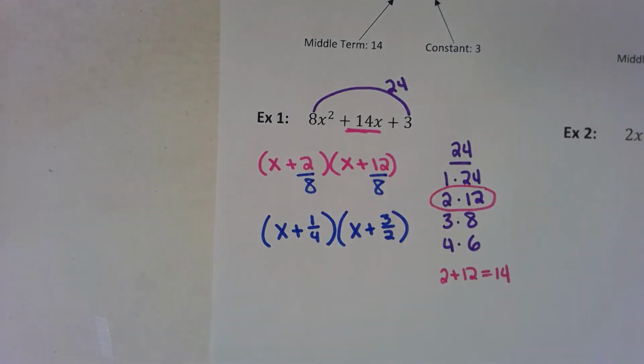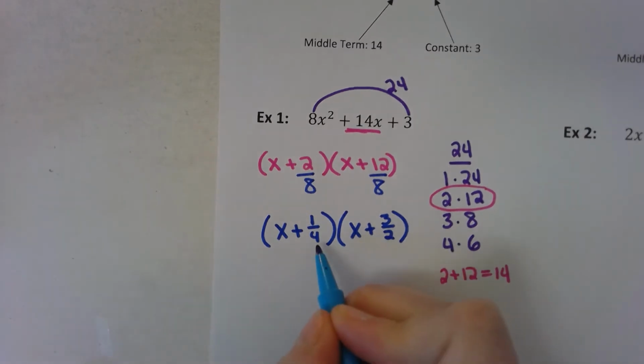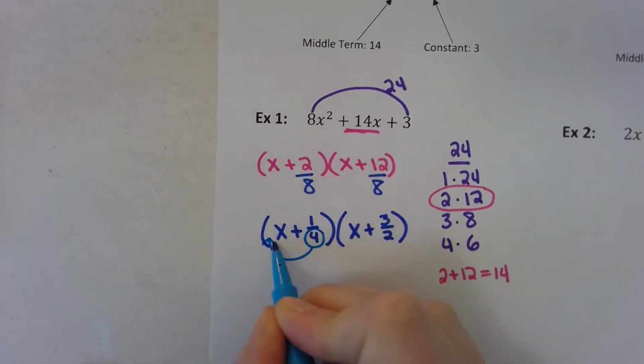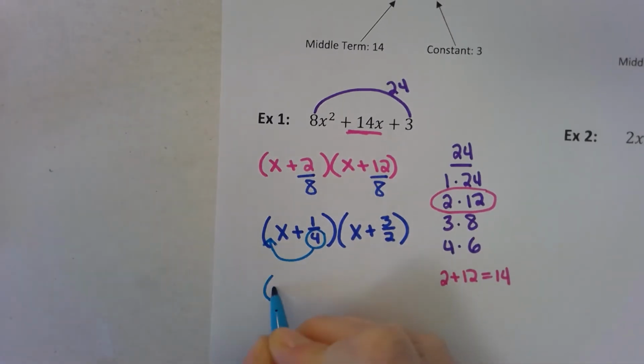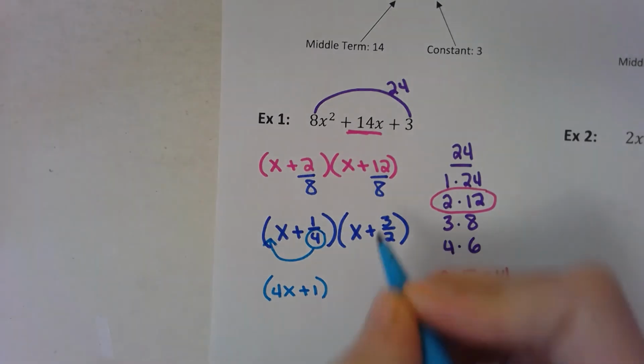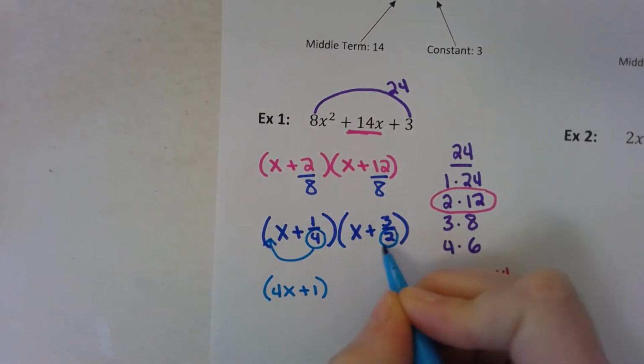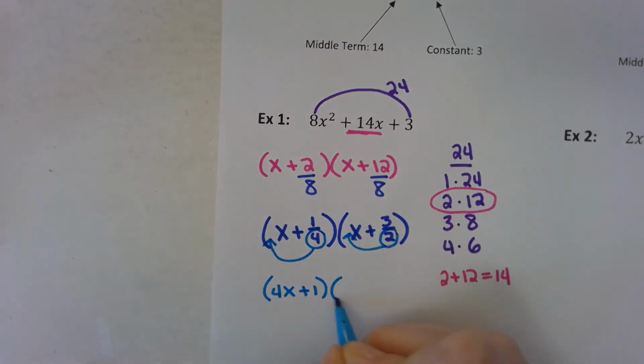Now, we do not want to leave any fractions in our answers, so we do have one more step where you are supposed to take the number that's on the bottom of your fraction, in other words, the denominator, and move it in front of the x. So this ends up giving me 4x plus 1. And on the other one, the 2 is on the bottom, so I take that and move it in front of the x. That one is 2x plus 3.